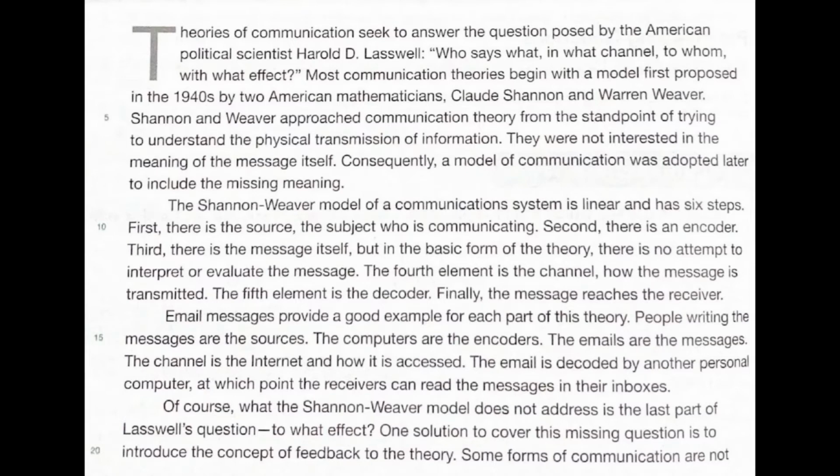Email messages provide a good example for each part of this theory. People writing the messages are the sources. The computers are the encoders. The emails are the messages. The channel is the internet and how it is accessed. The email is decoded by another personal computer, at which point the receivers can read the messages in their inboxes.